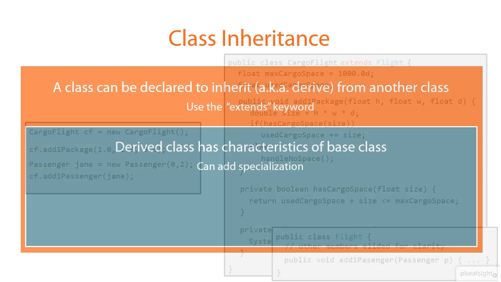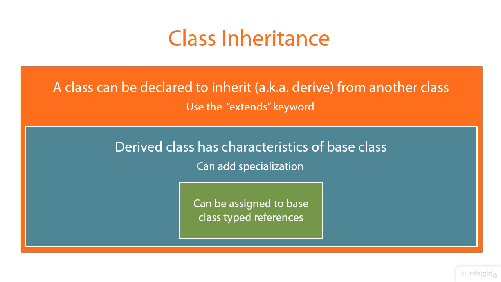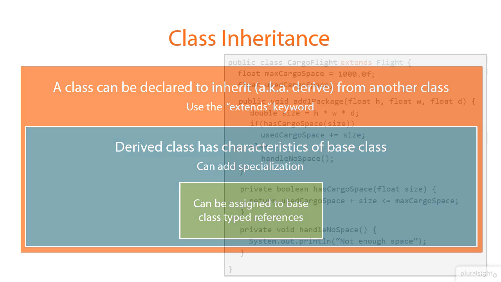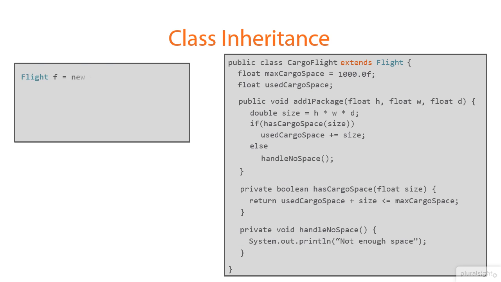As we work with a derived class, instances of that derived class can be assigned to references of the base class type. Right? So if we take a look at some code for that, remember that we still have our cargo flight here that extends the flight class. Well, we can go ahead and create a reference of type flight F, and then new up a cargo flight and assign it to that reference. What that means then is that as a flight reference, it can use the flight capability. So we can new up a passenger and of course add one passenger, Jane, to that flight.